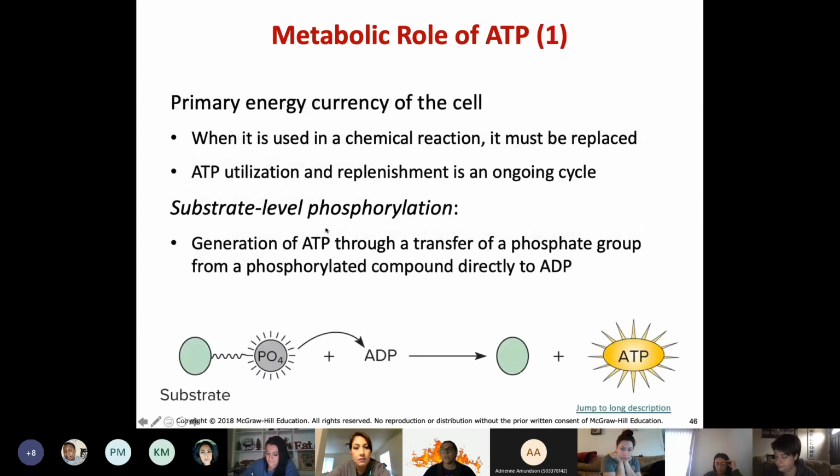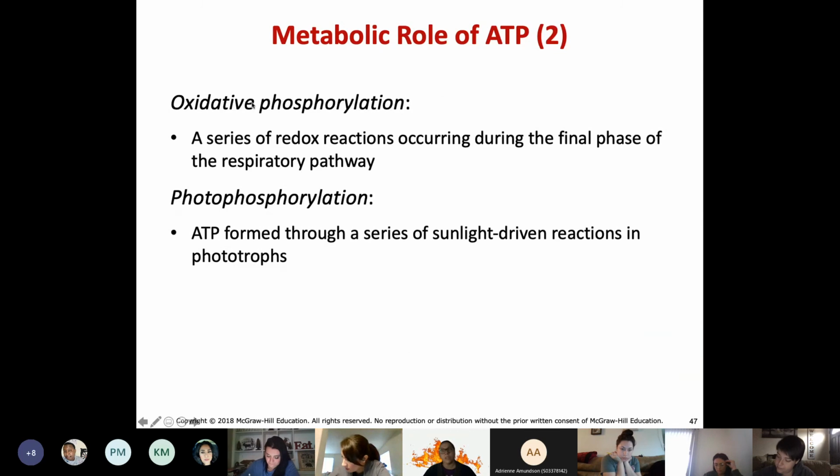So substrate level phosphorylation holds the purse. Oxidative phosphorylation is a type of phosphorylation where a carrier holds onto your phosphate for you, like NADH or FADH2. So oxidative phosphorylation is going to use those taxi cabs we talked about.